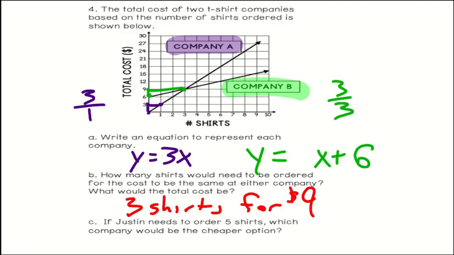All right, Justin needs to order 5 shirts. We need to know which one's cheaper. Look, all this does, Justin needs 5 shirts. 5 shirts is right here. If I follow it up, y'all, which one's lower? Company B or company A? B. Everybody see that? All you're doing there, looking for that. Any questions there?